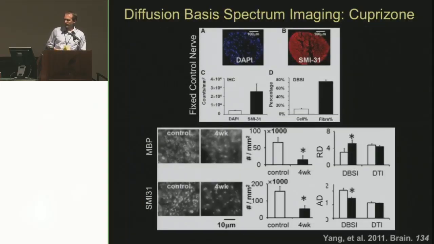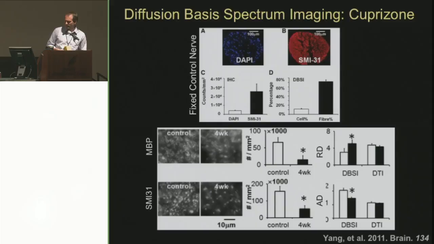Here's an example again from diffusion basis spectrum imaging. Again, it's a cuprizone model where they showed, in the top here, they took a control, I believe this was the optic nerve, and showed that the percent of cell fractions estimated from DBSI correlated quite nicely with their estimates of cell numbers from histology. Similarly, their fiber fraction correlated quite well with how many axons were in this tissue.